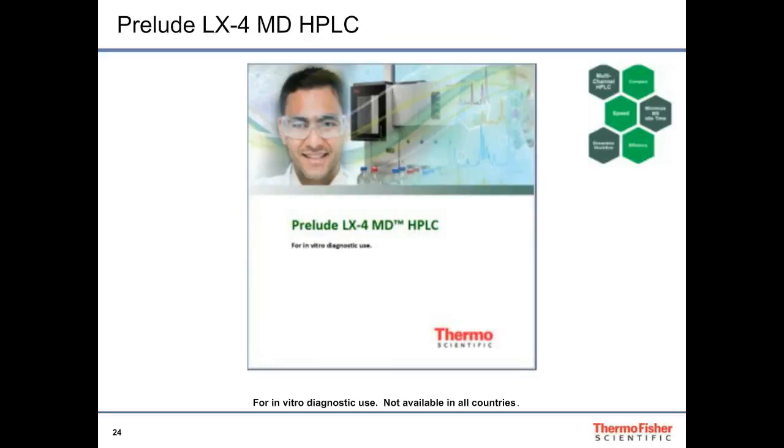Since many of our customers have already invested in automated systems that do sample cleanup, and many have applications where simple dilute and shoot sample preparation is all they need, they still want to multi-channel their LC-MS methods across as many channels as possible to maximize sample throughput. So we replaced the TX plumbing with LX plumbing and now have the Prelude LX4 MD HPLC, which is capable of quadrupling sample throughput.